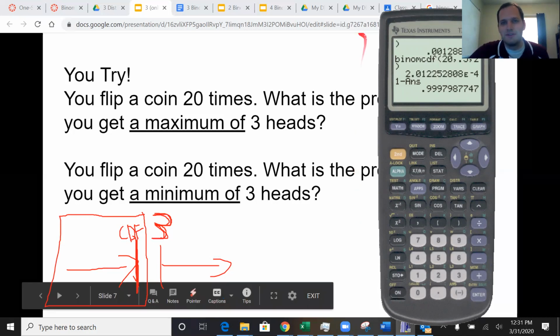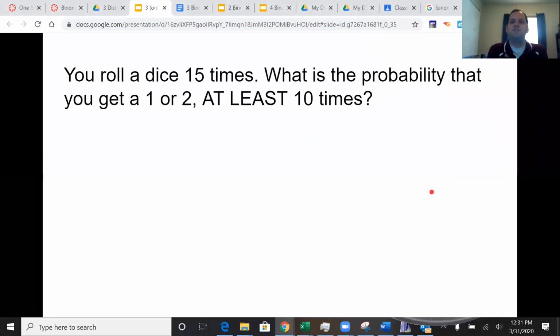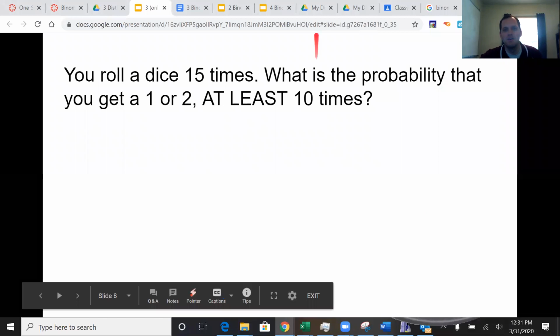How do I get rid of my annotations? Clear all. There we go. All right, you roll a dice 15 times. What is the probability that you get a 1 or a 2 at least 10 times? Well, let's go through and write out some of the things that we need to know.